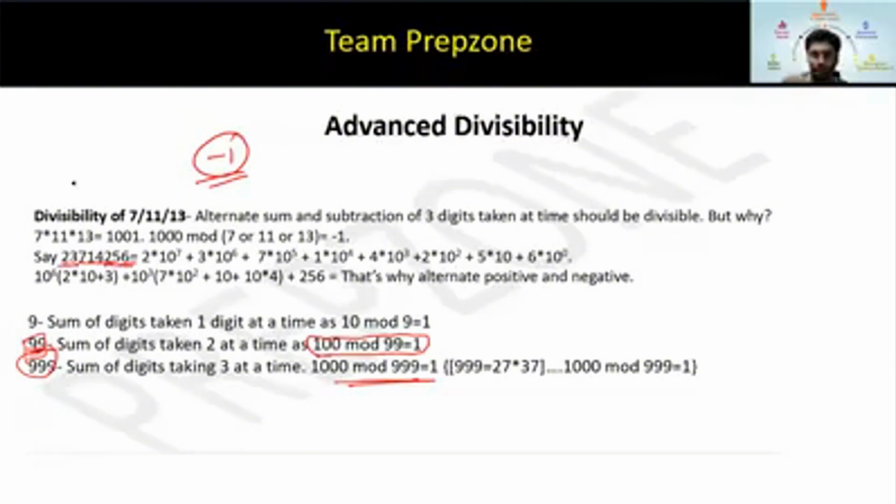Yes, Sashank, that's what I'm telling you. 7, 11 and 13, they will follow this divisibility rule.